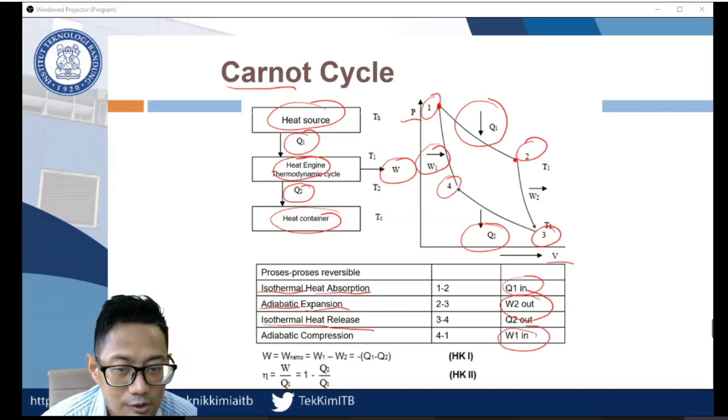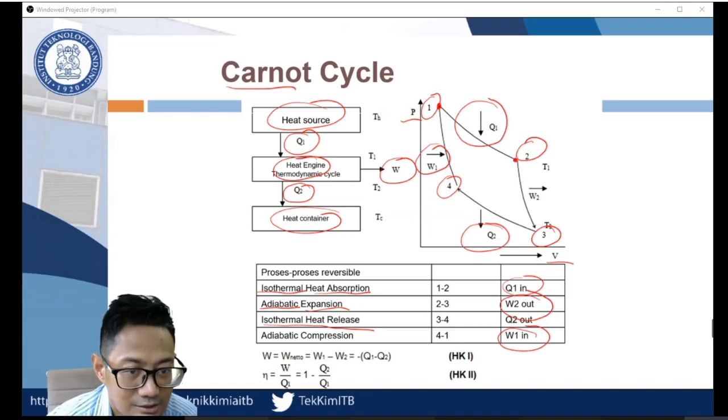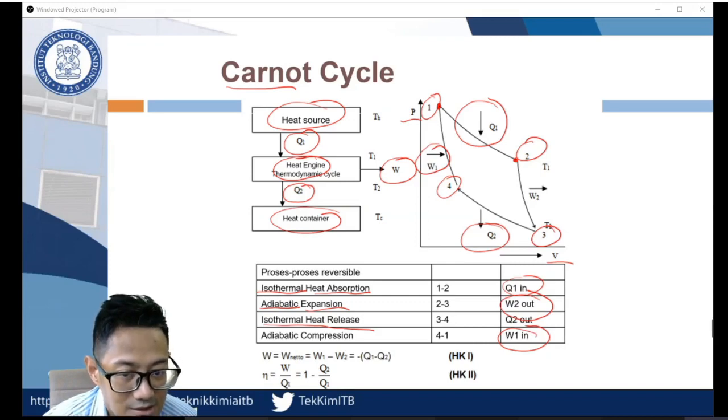Maybe some of you are confused why the term of isothermal is not isothermal expansion, or the opposite one from 3 to 4 is not isothermal compression. Some of the books mention that. But the case in this system is related with the heat transfer, not the work. That's why the term is not isothermal expansion or compression. Instead, they put isothermal heat absorption and isothermal heat release.